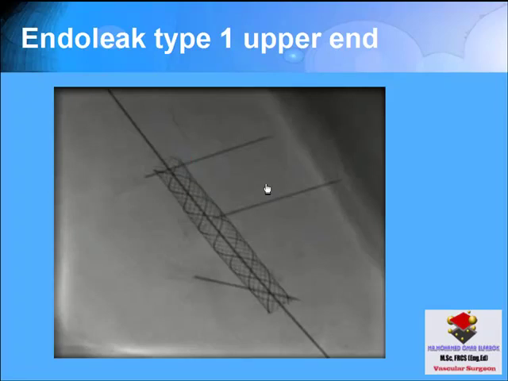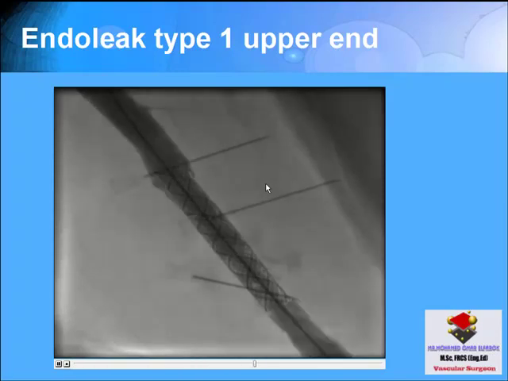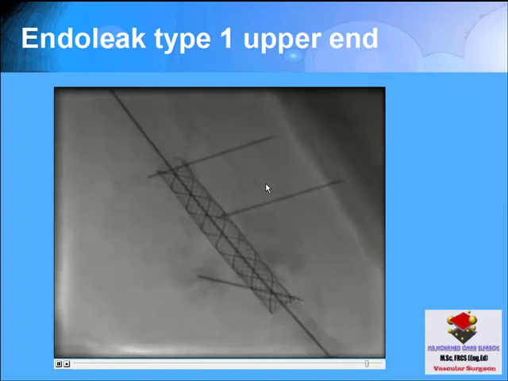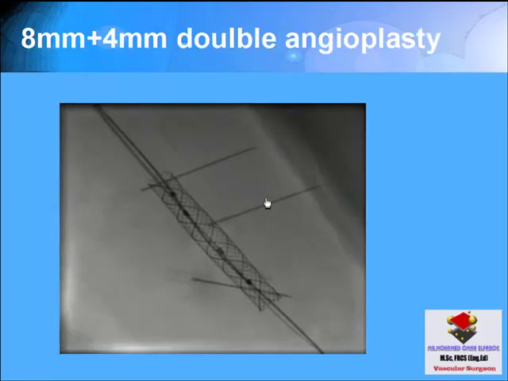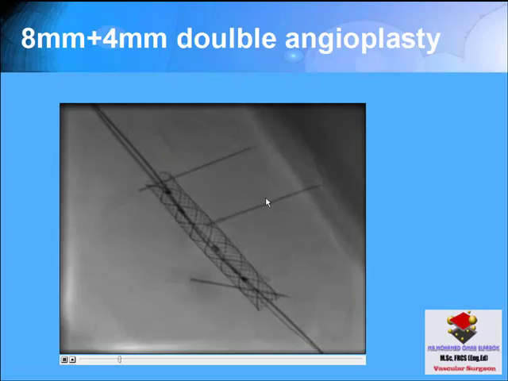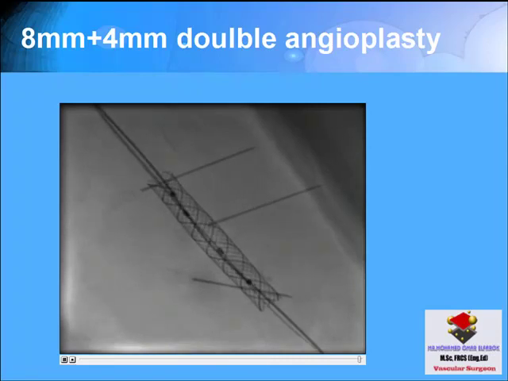So we said we're going to redilate it, and because we didn't have a 10 or 11 millimeter balloon, we said fine, we're going to use two balloons. One is 8 millimeter and the other one is 4 millimeter in diameter. So we have two balloons, one 8 millimeter, one 4 millimeter, on each other, trying to inflate the proximal end of the graft.